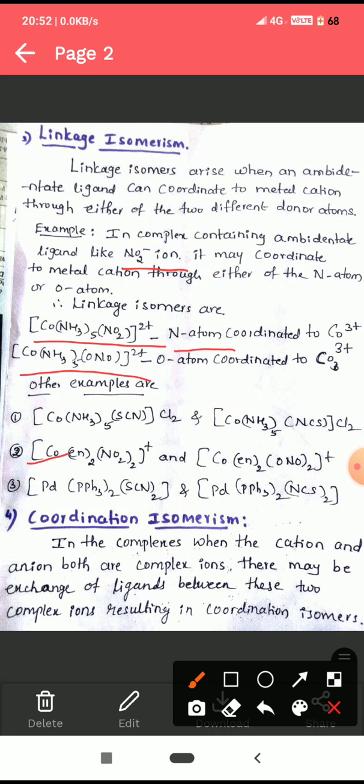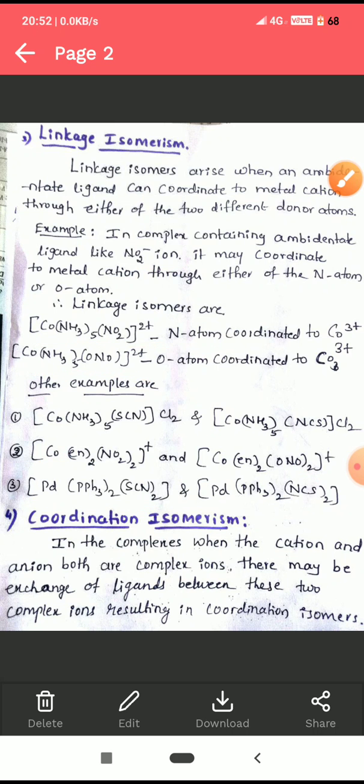In the second example, Co(en), en means ethylenediamine. NO2 is bonded to cobalt through nitrogen. Here it is bonded through an oxygen. In this complex also, the SCN ion is an ambidentate ligand. SCN is bonded to palladium through a sulfur. Here it is bonded through a nitrogen. Okay, this type of isomerism is called linkage isomerism.